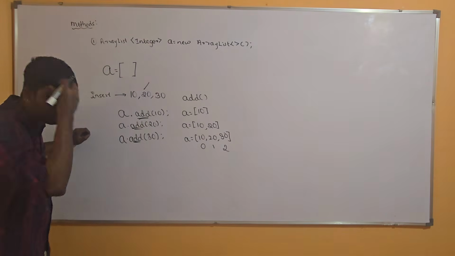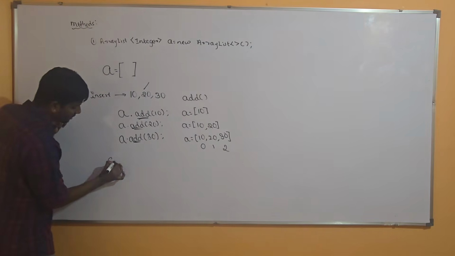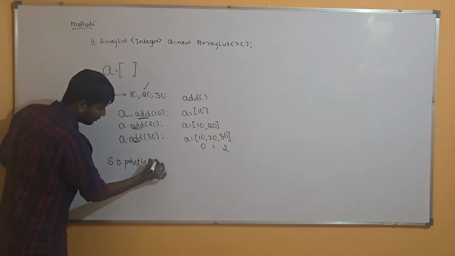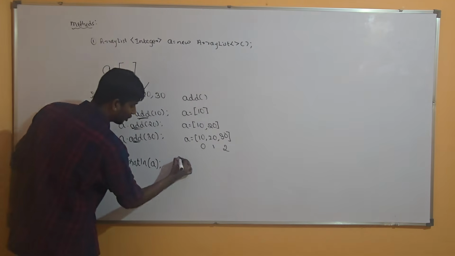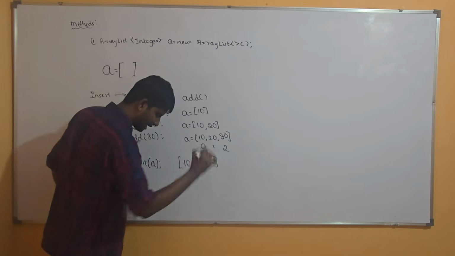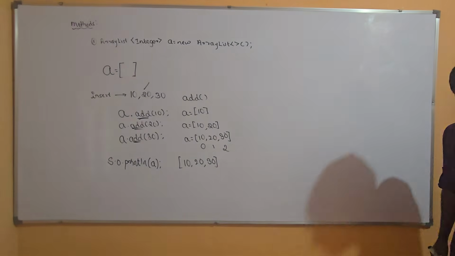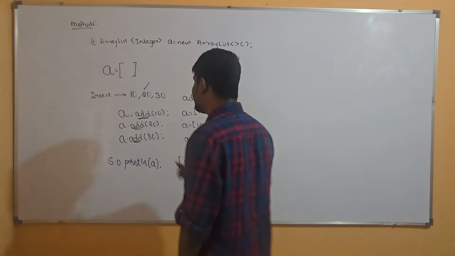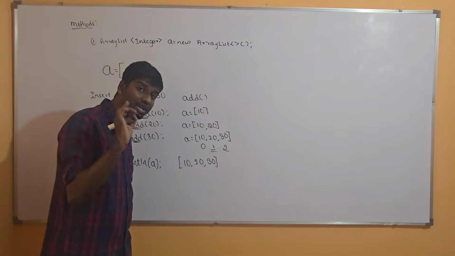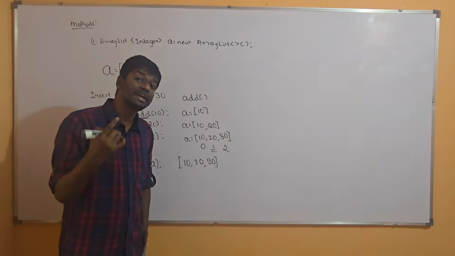Now, sir, I want to print. If you want to print the complete ArrayList, guys, directly write System.out.println(a). If you just do this, you will directly get the output 10, 20, 30 in ArrayList format. But say you want to print a specific value, for example the value stored in index number 1.